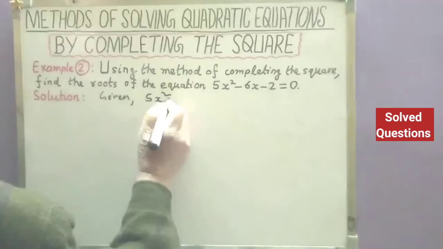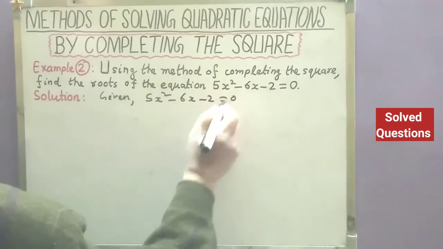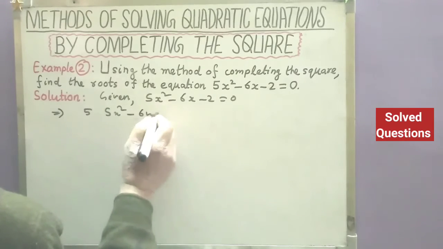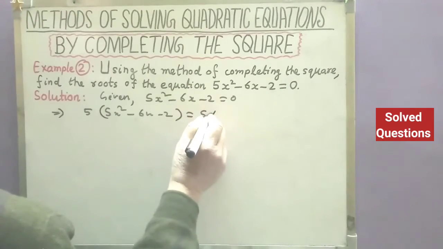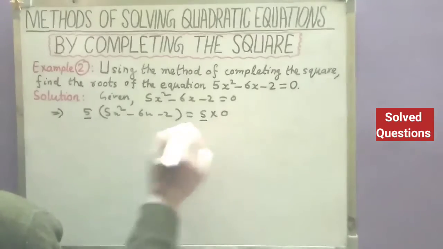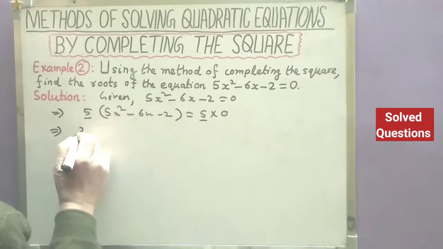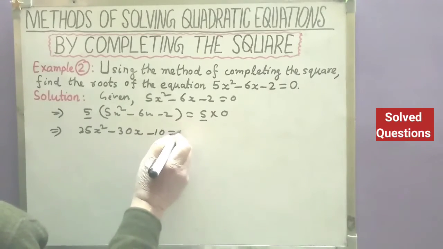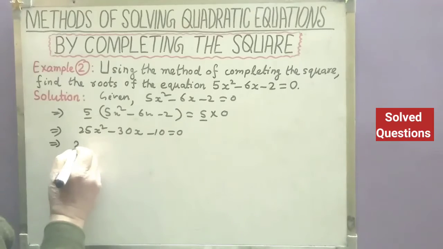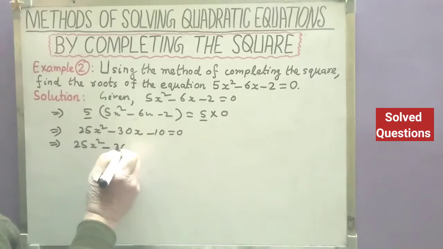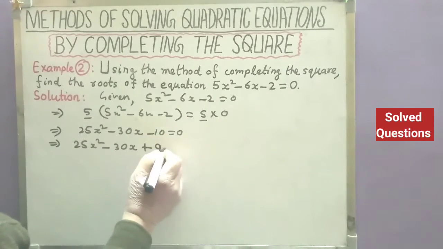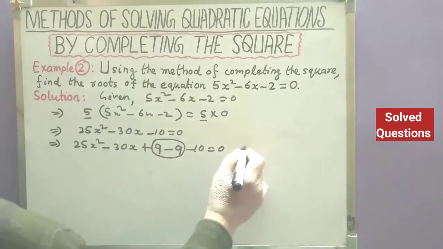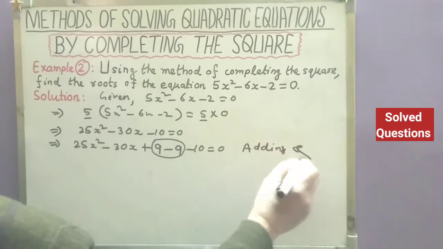Given 5x square minus 6x minus 2 equal to 0, multiplying both sides of this equation by 5, we get 5 into (5x square minus 6x minus 2) equal to 5 into 0. Opening the brackets, we get 25x square minus 30x minus 10 equal to 0. That implies that 25x square minus 30x plus 9 minus 9 minus 10 equal to 0. Just we add and subtract 9 in the left hand side of this equation.